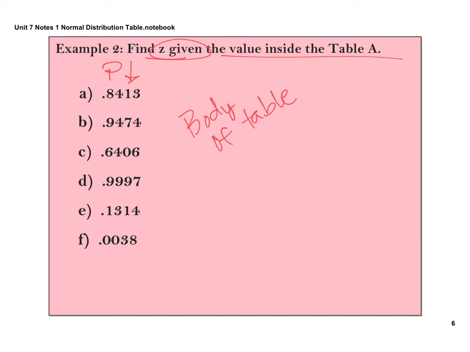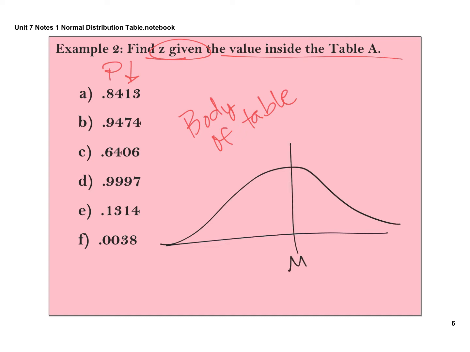Okay, so here's the thing. We talked about the normal curve already. You've got a bell-shaped curve. Your mean is marking the middle. 50% is up here. 50% is down here.